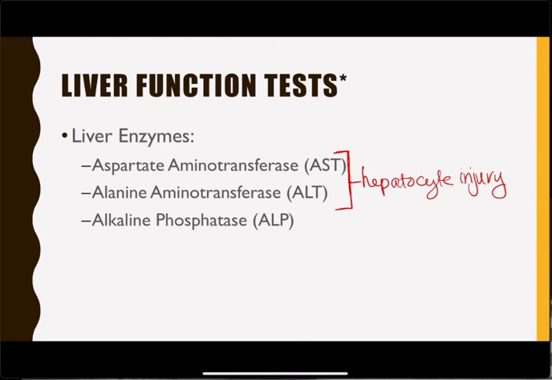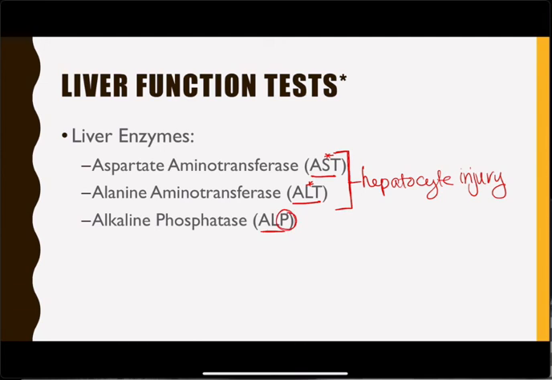ALP is a little different. ALP is actually a sign of biliary excretion function, the ability to secrete bile. The way that I remember this, because these enzymes are very similar, right? AST, ALT. Oh, I'm sorry, I just reread my slide wrong. AST, ALT, and the last one is ALP.